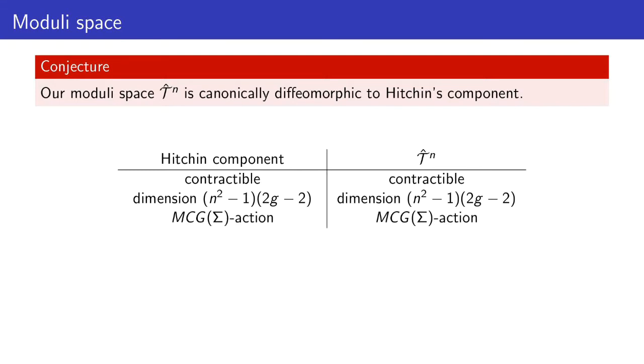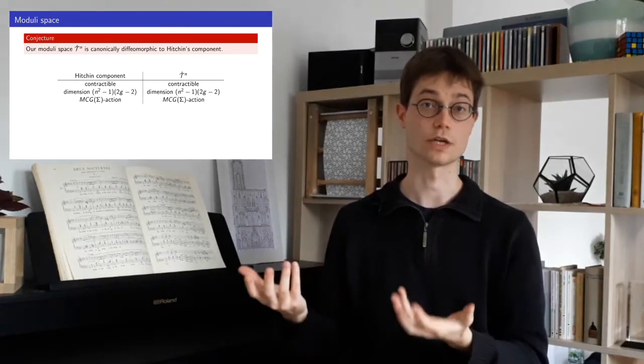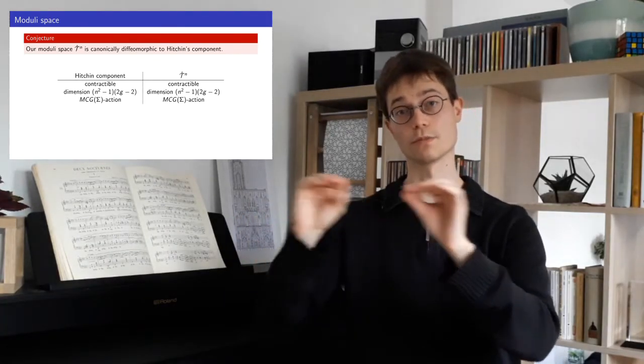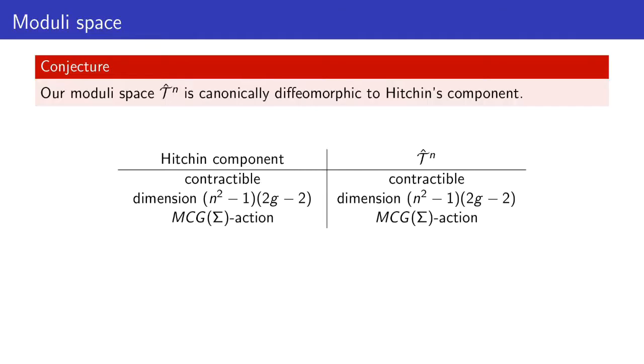They have both an action of the mapping class group, but in the case of the Hitchin component, this is actually a quite hard theorem, which is due to François Labourie. In our case, it comes naturally from the fact that the higher complex structure is a geometric structure which is defined on the surface. Our moduli space has a natural complex structure, but for the Hitchin component, we don't know for the moment.